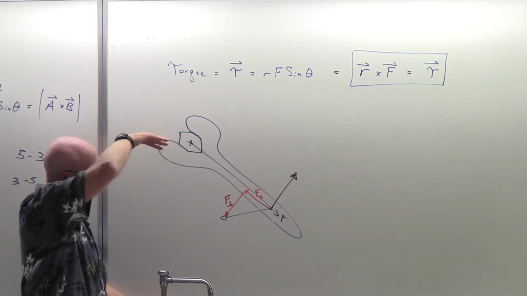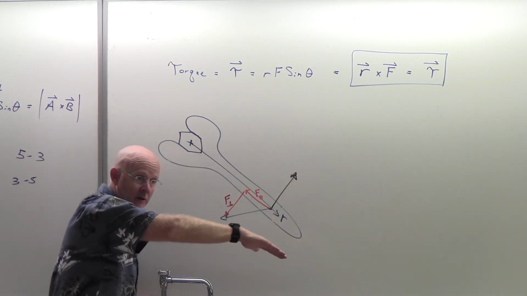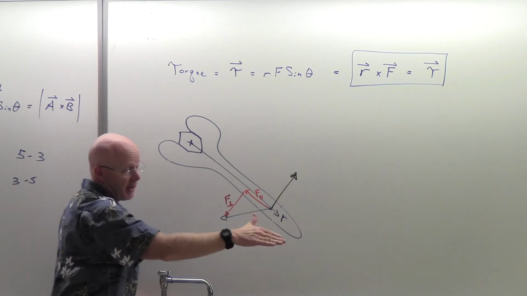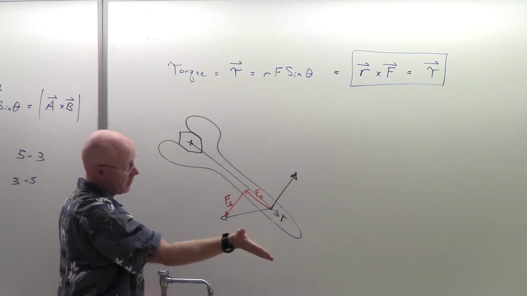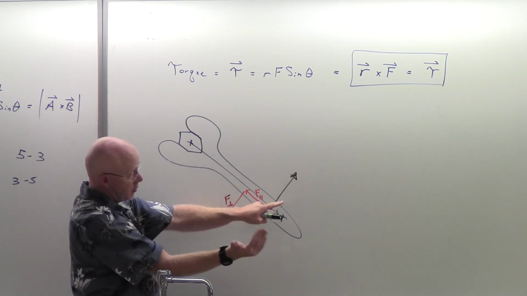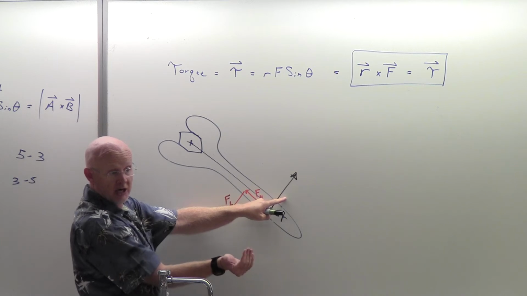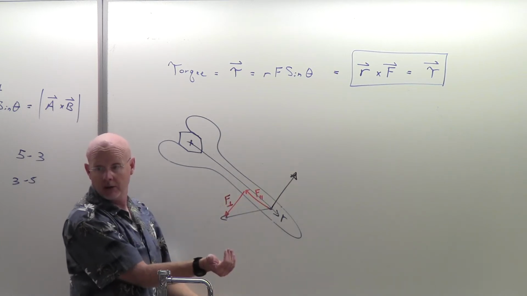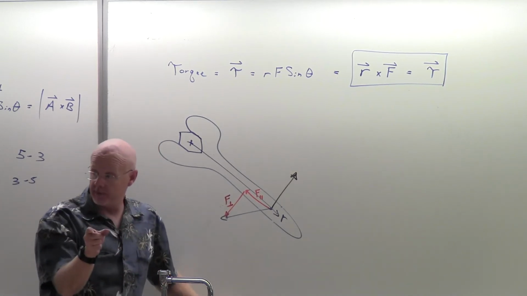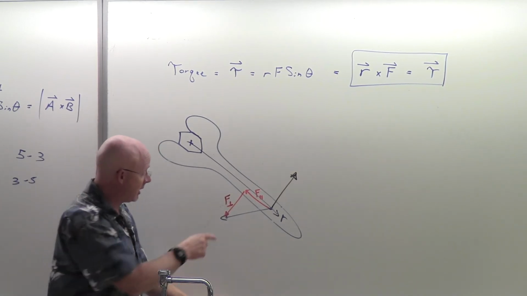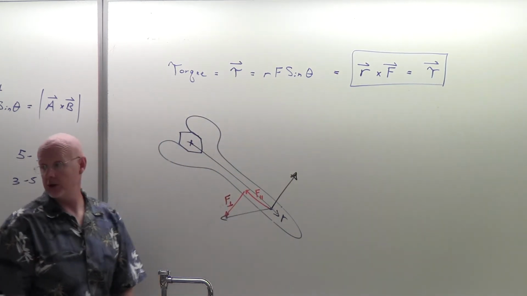Well, again, I would put my fingers in the direction of the first one, R, and then I would adjust my hand, keeping my fingers in the direction of the first one, so I can close it towards the F. So R cross F. Which way is my thumb pointing? Out of the board. That's a positive direction. And so sure enough, this does rotate it in a positive direction.